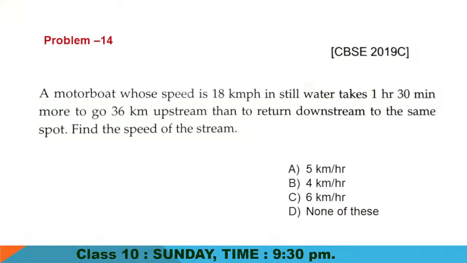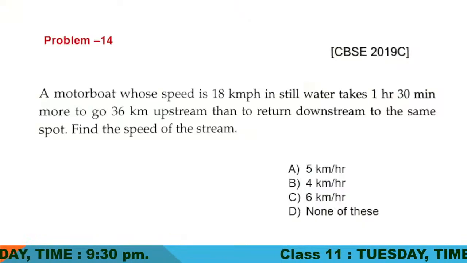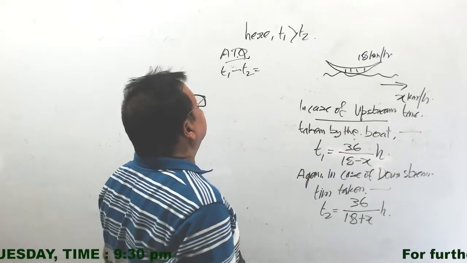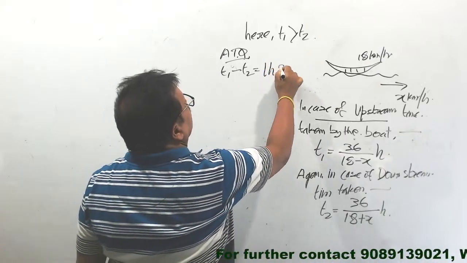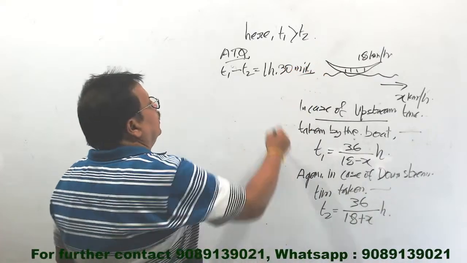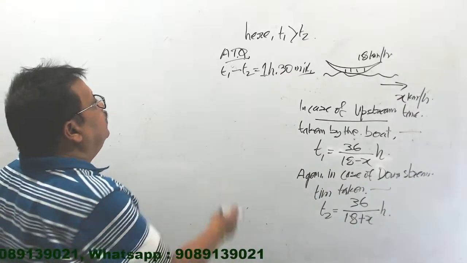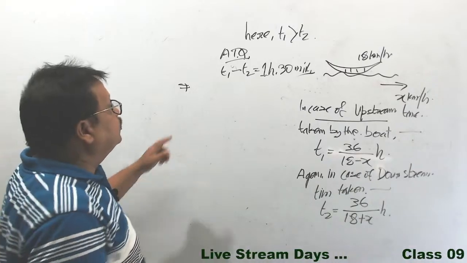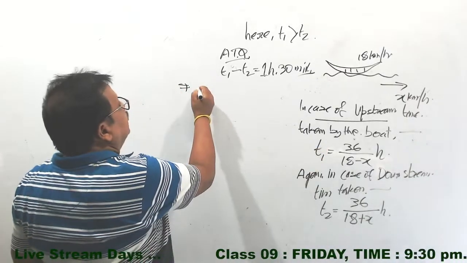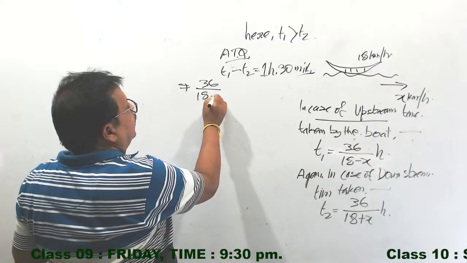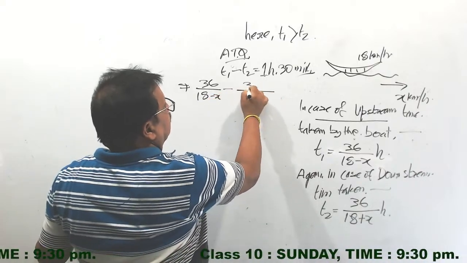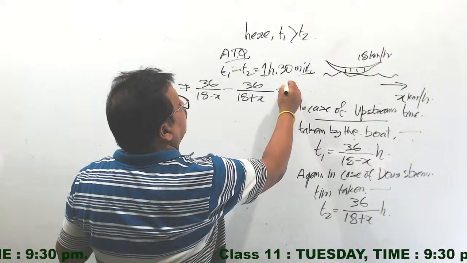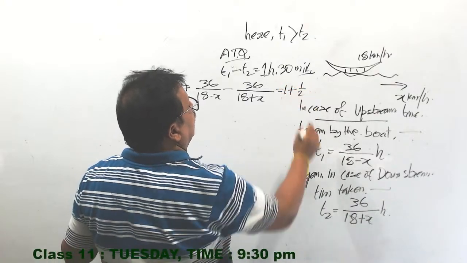1 hour 30 minutes more, isn't it? That means difference will be what? 1 hour 30 minutes. Understood? Now simplify. Actually, this is the equation. Equation formation complete. So what is t1? t1 is equal to 36 by 18 minus x minus 36 by 18 plus x. This equal to 1 hour 30 minutes, means 3 by 2 hours.